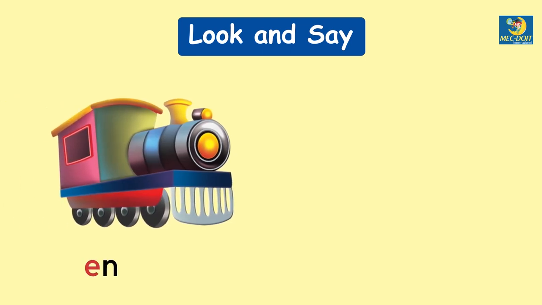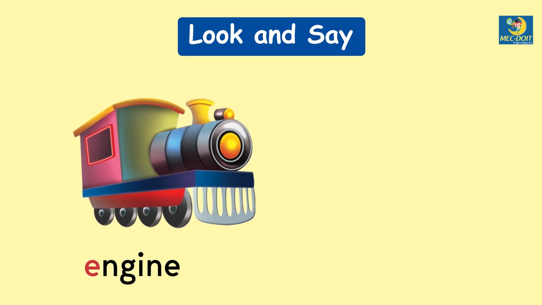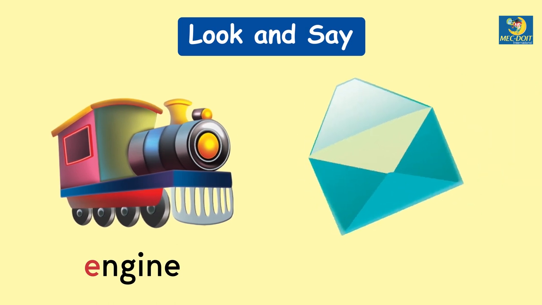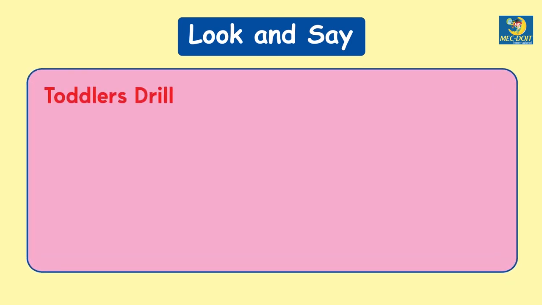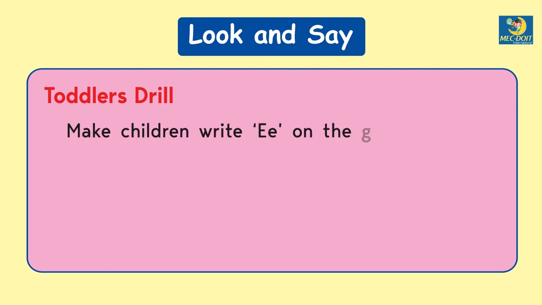Engine. E. N. G. I. N. E. Engine. Envelope. E. N. V. E. L. O. P. E. Envelope. Toddler's drill. Make children write E on the ground of playfield with the help of small sticks.